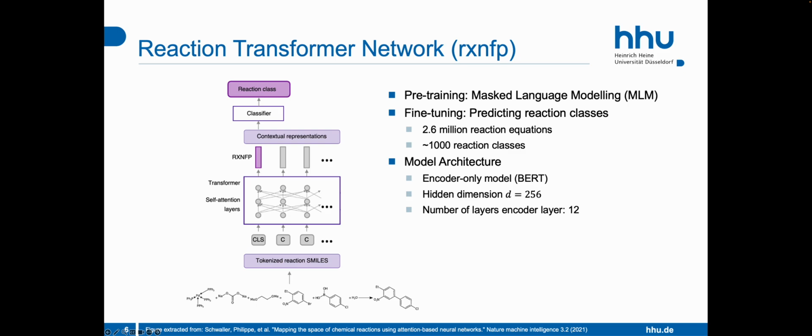This RxNFP model was first pre-trained on many different reaction SMILES strings for the masked token prediction task. And as is typical, this was done by randomly masking 15% of the tokens in the input sequence. Then the model was fine-tuned for the task of predicting reaction classes from the input SMILES strings. This fine-tuning was done on a dataset consisting of 2.6 million reactions and with a total of approximately 1,000 different reaction classes. The model architecture is an encoder-only transformer network, and the model size is surprisingly small with a hidden dimension of d equals 256 and only 12 encoder layers.